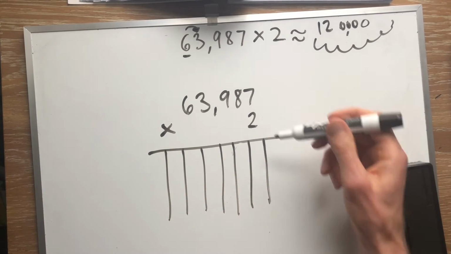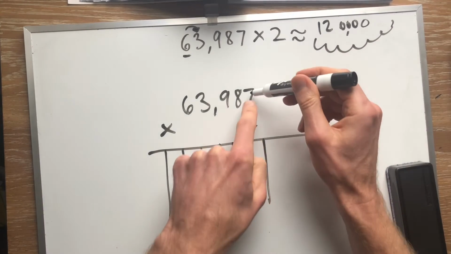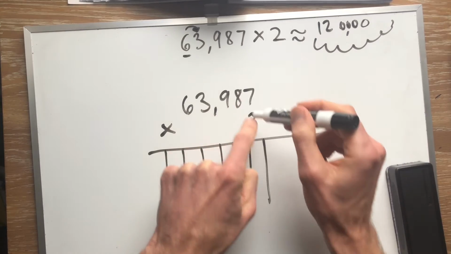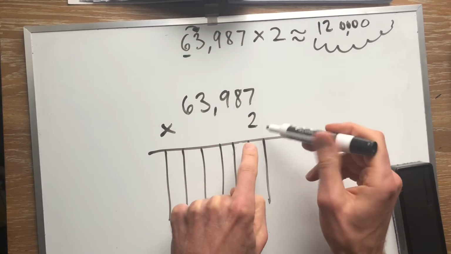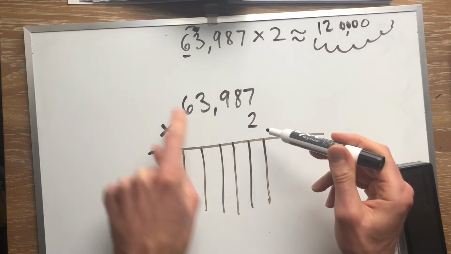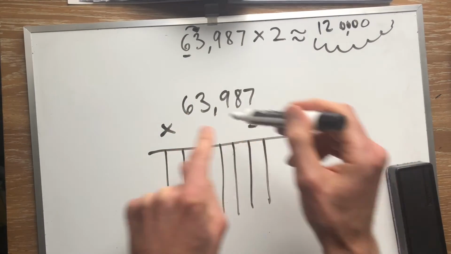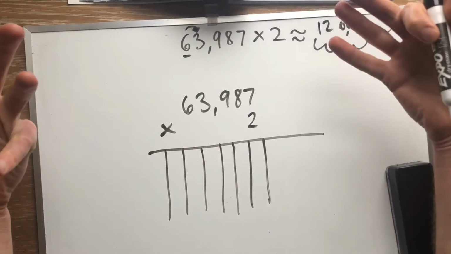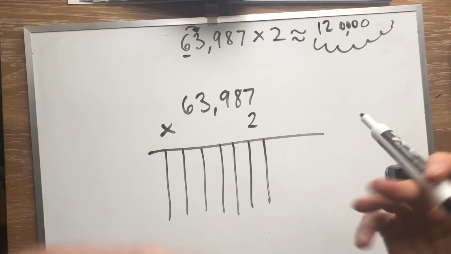First comes the 1s, right? We're going to multiply the 1s times 2, the 10s times 2, the 100s times 2, the 1000s times 2, the 10,000s times 2. If there's 100,000, multiply the 100,000s by 2. And you just keep doing it. They all have to be doubled, right?